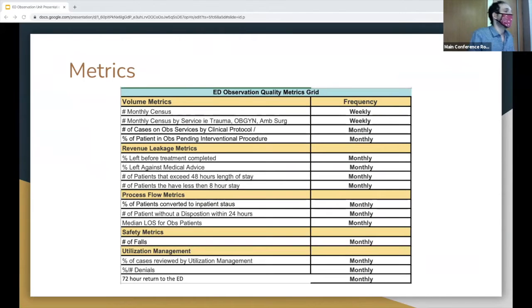So in terms of volume, how many patients do we have? In terms of revenue, are we making? Are we losing money? Is this observation unit actually successful? How many patients are actually admitted versus discharged? And then obviously patient safety and utilization management as well.